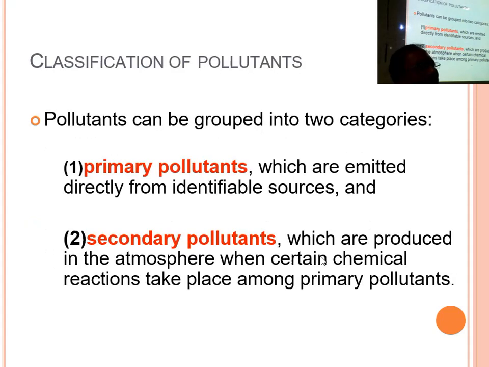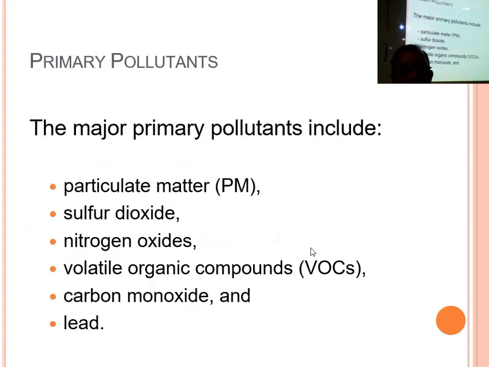Pollutants can be classified as primary and secondary. Primary has a direct source, like carbon monoxide, nitric oxide, sulfur dioxide. These are primary. Secondary, for example, photochemical smoke and PAN. That is secondary, as well as ozone, as I told you already. Primary, this list is here. Just have a glance.